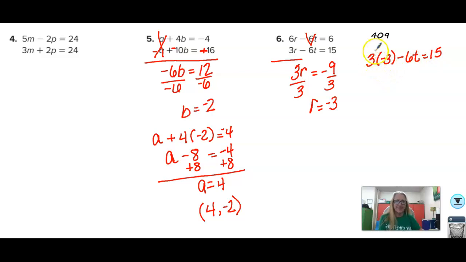Everybody knows t is valuable. 3 times negative 3 is negative 9, minus 6t equals 15. Do they still call it t? Is that last year? I don't know.